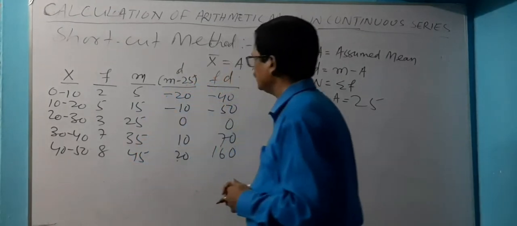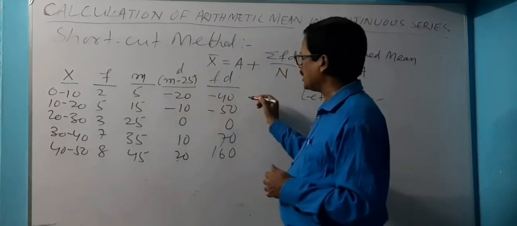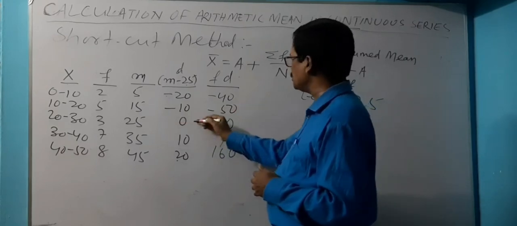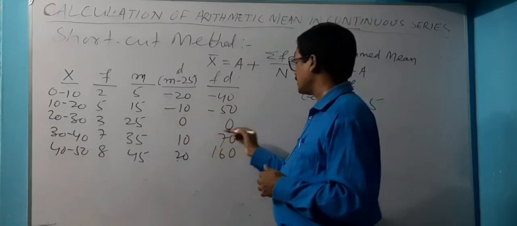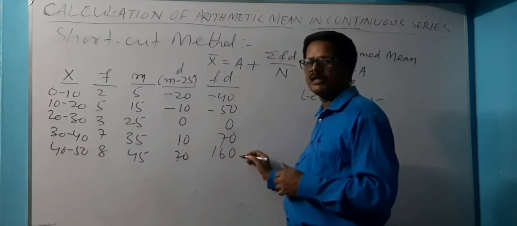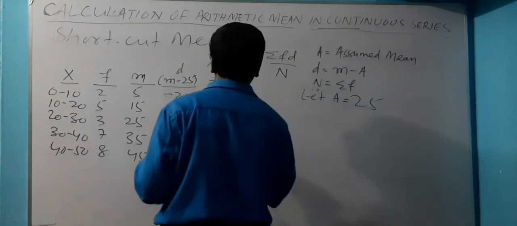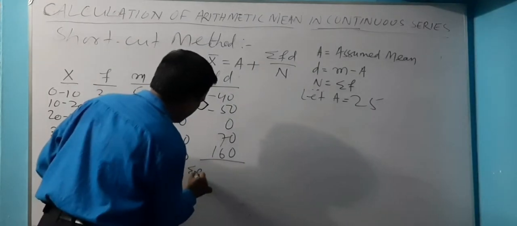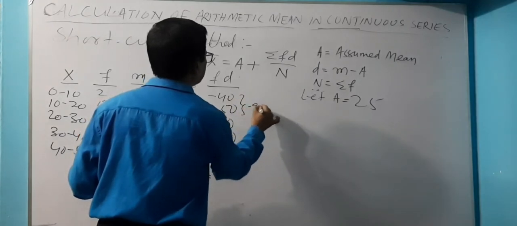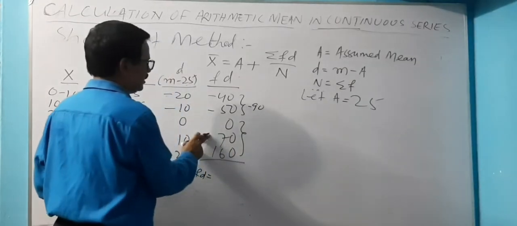Right? Calculate again. 2 into minus 20 is minus 40, 5 into minus 10 is minus 50, 3 into 0 is 0, 7 into 10 is 70, 8 into 20 is 160. Now how to calculate summation FD? By adding all the values of FD. By adding the FD values, it will give rise to summation FD. The negative values come to minus 90. And 160 plus 70 is 230.